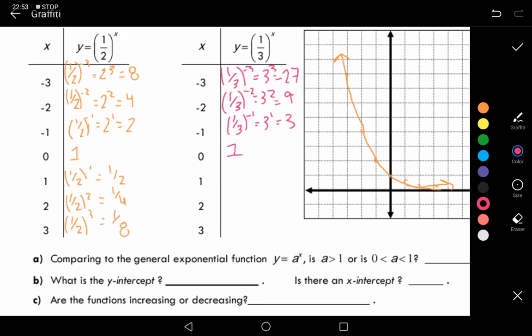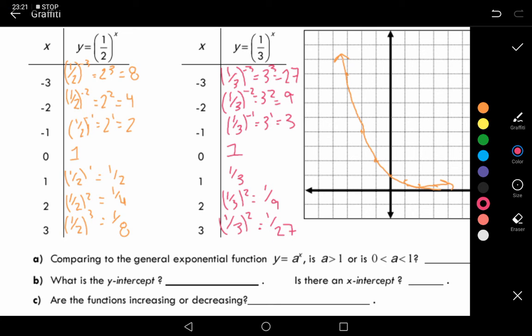Anything to the power of 0 is 1. Anything to the power of 1 is just itself. 1/3 to the power of 2 is 1/9. And you'll see a trend here, right? We can basically just write 1 over whatever we got for -2. So the next one we can write 1 over what we got for the -3, which was 27.